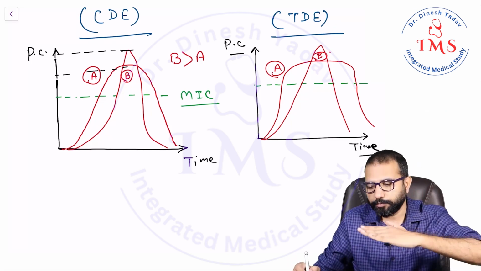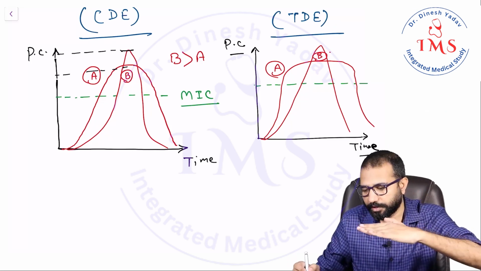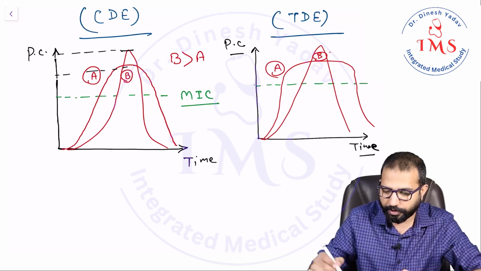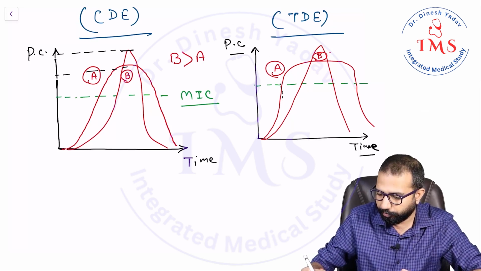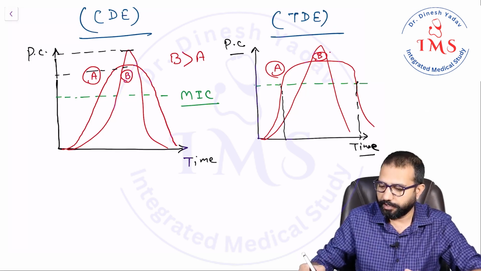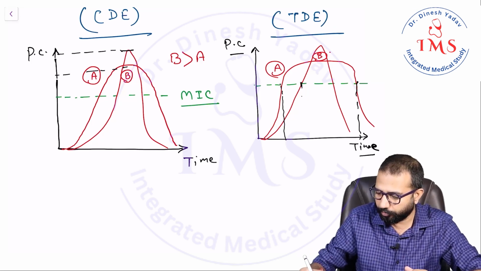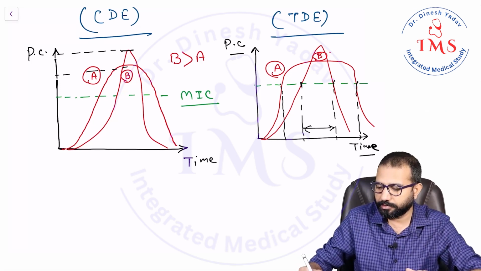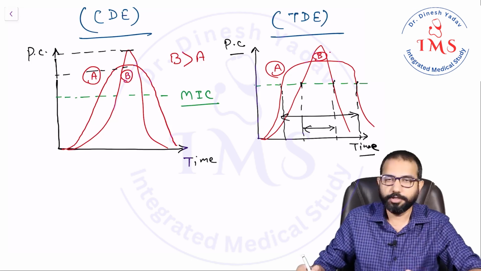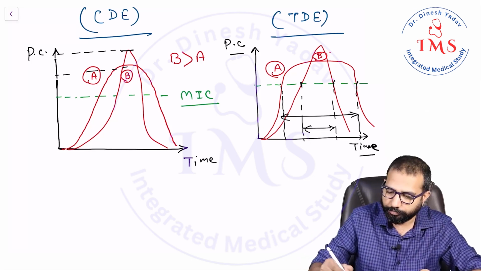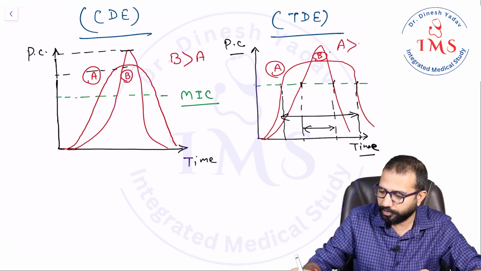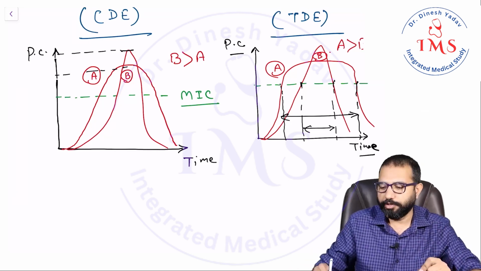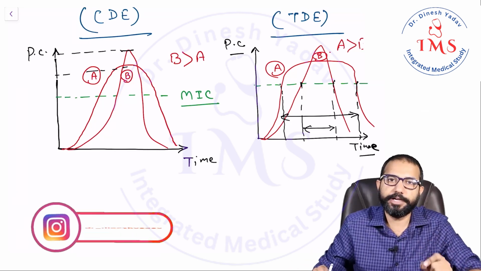So, above the MIC level, drug A stays above the MIC level for a longer duration, from this point to this point, and drug B is above the MIC level from this to this one. So, you can see this duration is less than this one. So, guys, drug A is more effective than drug B if it is following the time dependent effect.